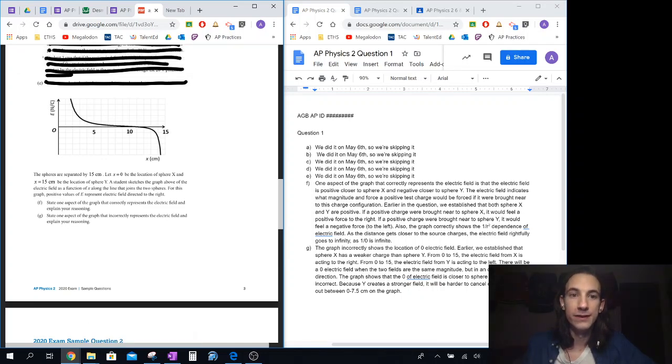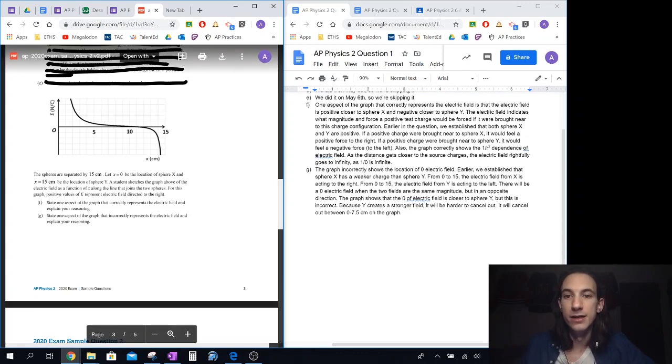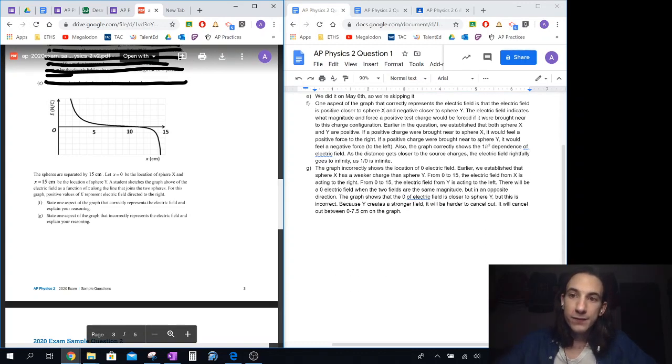And then over here, we see this decrease in field. Not so much a decrease, but a more negative field. So it asks us, what's good about this, what's bad about this? So for part F, one aspect of the graph that correctly represents the electric field is that the electric field is positive closer to sphere X and negative closer to sphere Y.